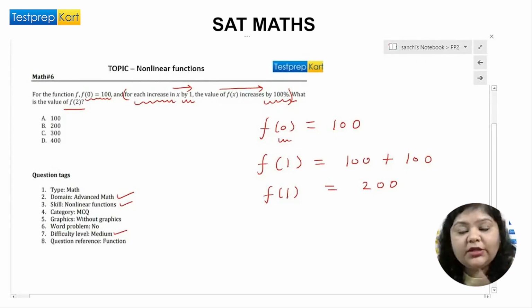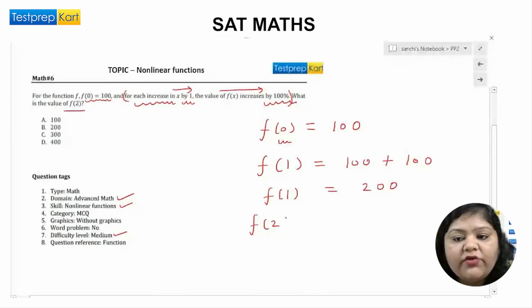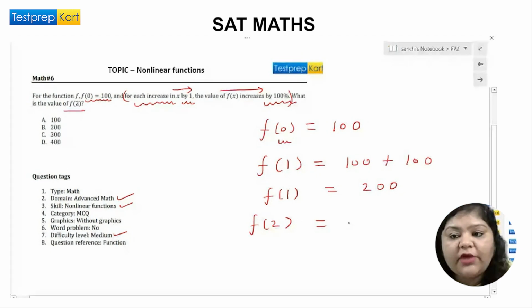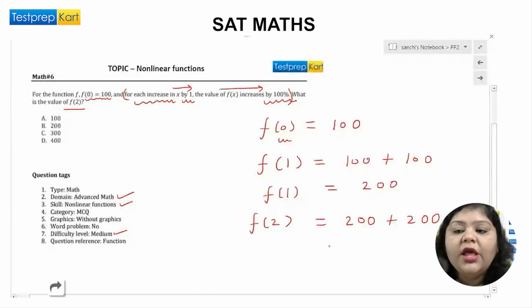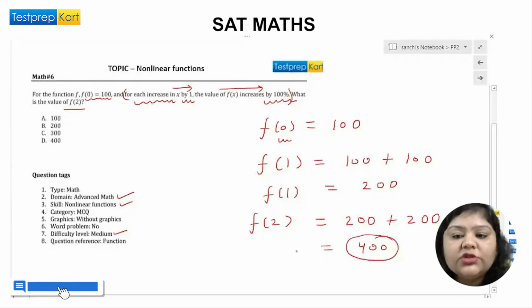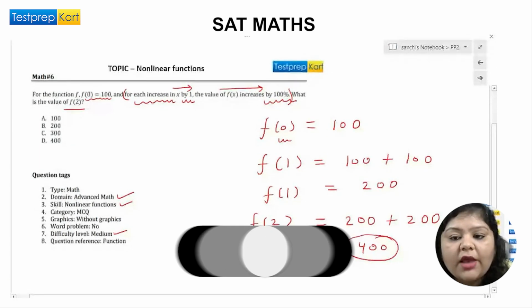So repeat the same process again. If I again increase the value of x by 1, I'll have f of 2. Whatever the previous value was, it will be increased by 100%. That means if f of 1 was 200, there will be an addition of another 200, and of course my value comes out as 400 only. So this is the final answer for my f of 2.